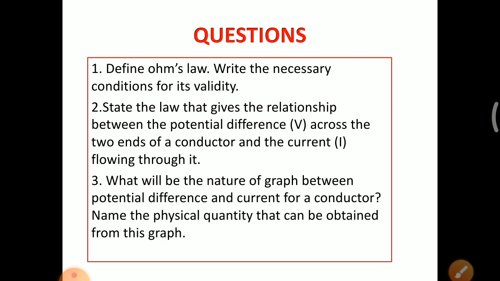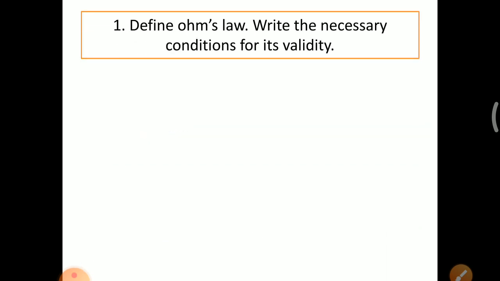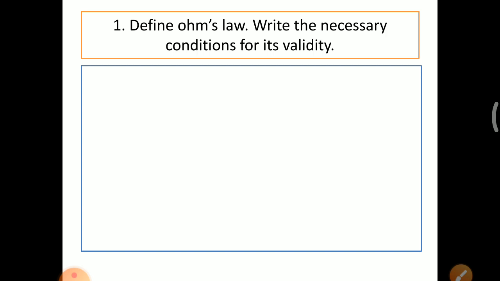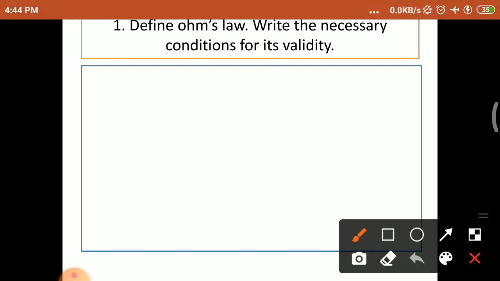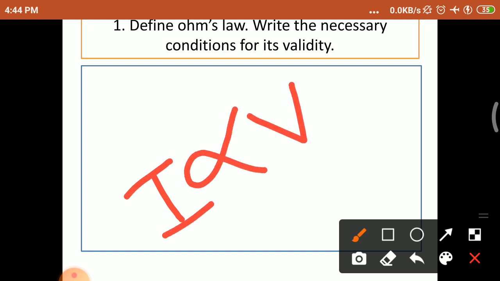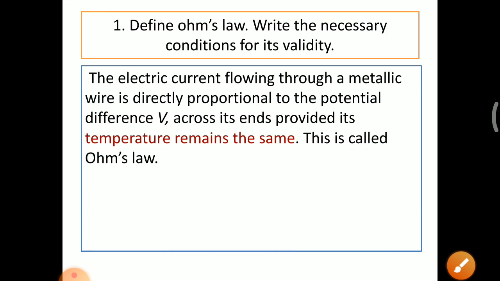The next question, the Ohm's law related questions. The first question: define Ohm's law and write the necessary conditions for its validity. You know that Ohm's law is nothing but I directly proportional to V. Let us see the definition. The electric current flowing through a metallic wire is directly proportional to the potential difference V across its ends, provided its temperature remains the same. This is called Ohm's law.